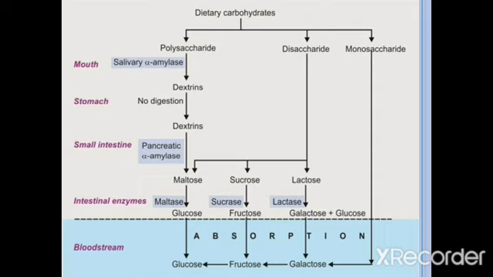The brush border of the intestinal cell contain different enzymes like maltase, sucrase and lactase. These enzymes will act on the corresponding disaccharide and convert it into monosaccharide. For example, maltase will convert maltose to 2 molecules of glucose. Sucrose is converted to glucose and fructose by the enzyme sucrase. Lactose is converted to galactose and glucose by the enzyme lactase. Then these monosaccharides are absorbed.